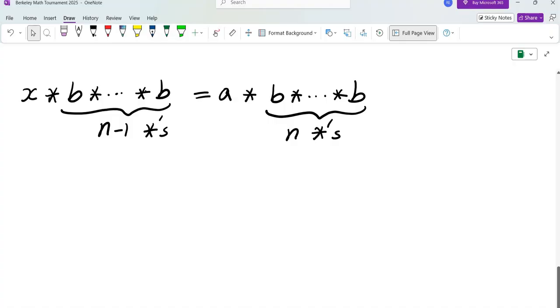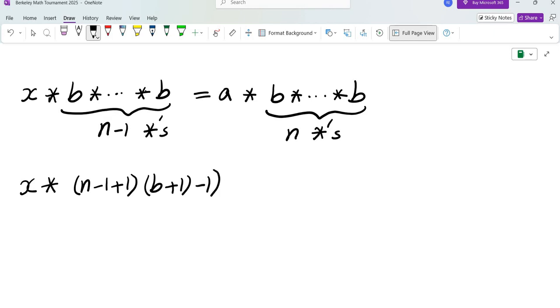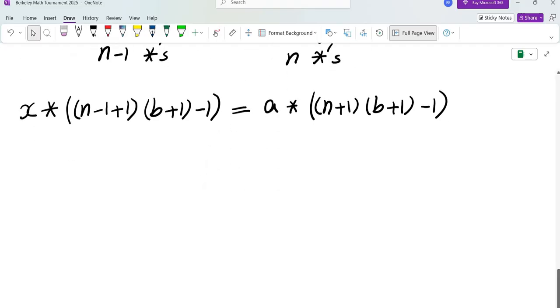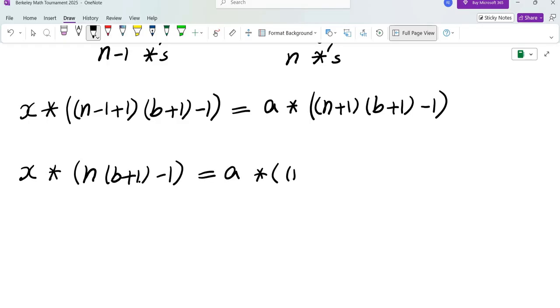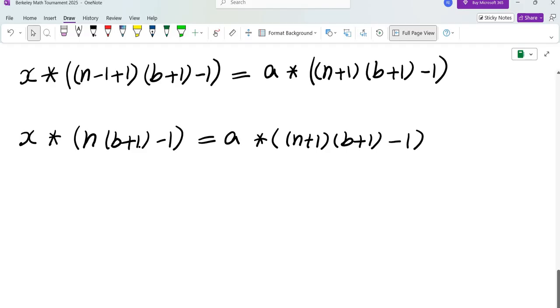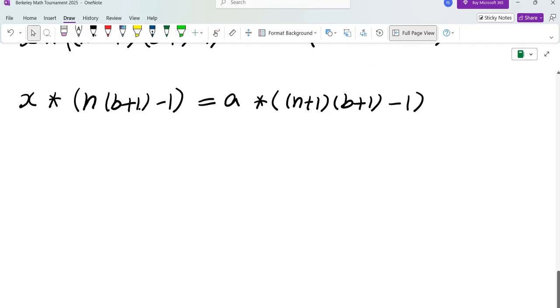Now let's write down both sides and see what we get. The left side would be x star n minus 1 plus 1 times b plus 1 minus 1, and that's equal to a star, the right side, n plus 1 times b plus 1 minus 1. So this is x star n times b plus 1 minus 1 equals a star n plus 1 times b plus 1 minus 1. I can evaluate the left side and the right side if I have these conditions.